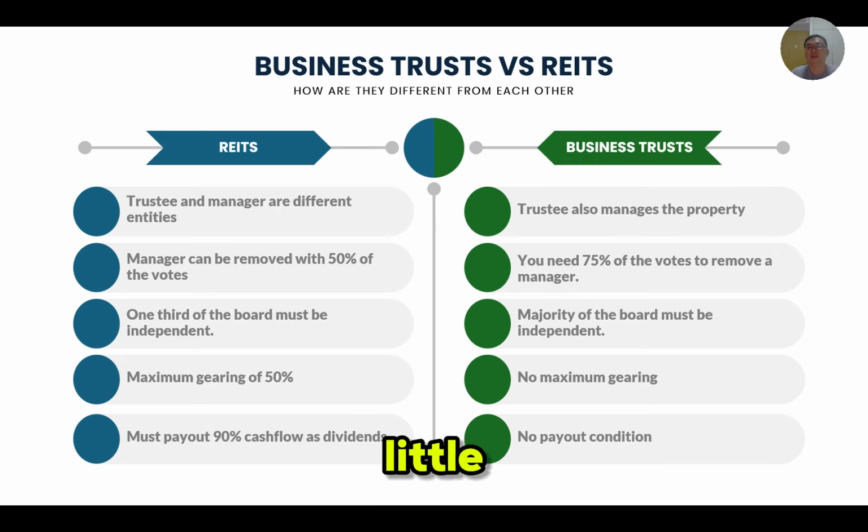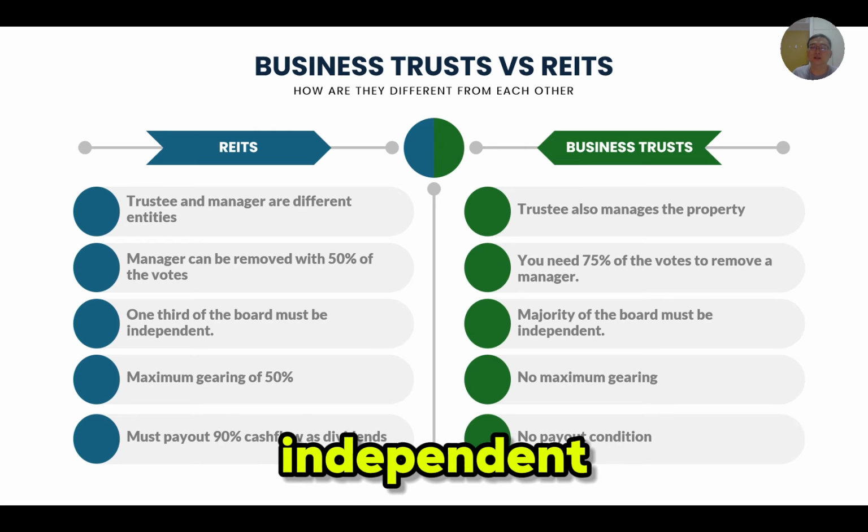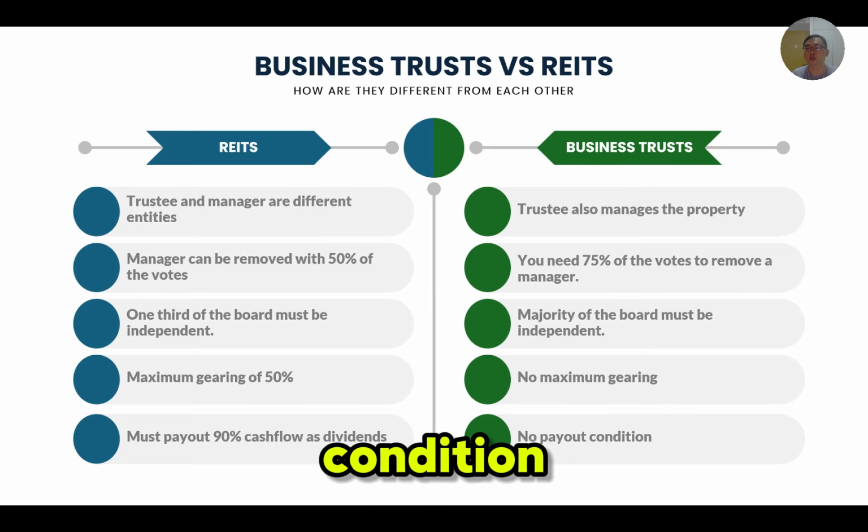Now, a business trust is a little bit different. The trustee also manages the property. There's a certain amount of entrenchment. So if you want to remove a manager from a business trust, you need 75% of the votes, which is very hard to achieve. The majority of the board must be independent. There's no maximum gearing and there's no payout condition. So business trusts actually give a lot more flexibility to the party that is managing it. And so over time, it hasn't been as popular as a real estate investment trust. Do note that for hotels, the hospitality REITs are both a business trust and a REIT. It is called a stapled security. They're hybrid instruments.